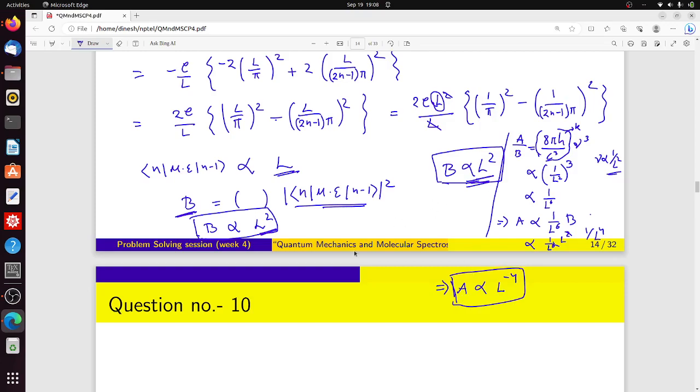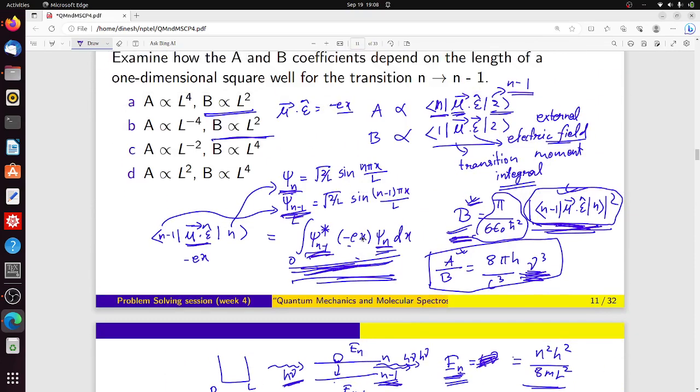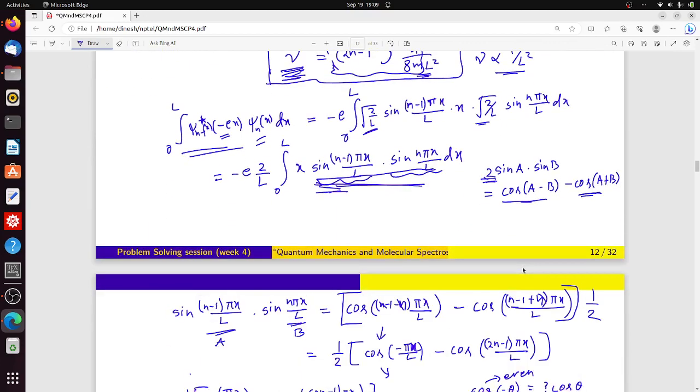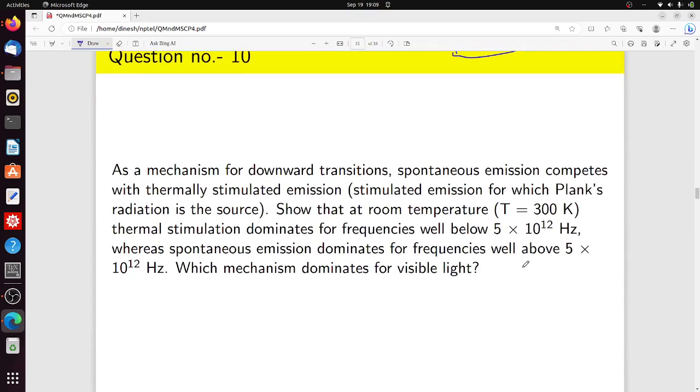Yes, sir. Okay, so let's check the options. Yes, B is proportional to L square and A is proportional to L to the power minus 4, so this is the right answer. Right. Any doubts? No, all right, sir. Okay. Whatever formulas I have used, these were all taught in class, so you can always go and check there.